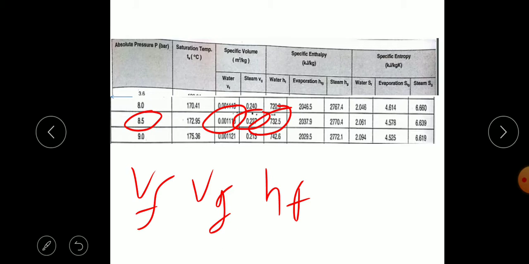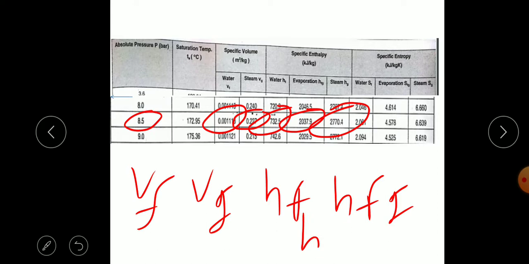Next we have to find hfg, and if you want the enthalpy of the steam, you can find hg as 2770. Also next we can find sf, sfg and sg.